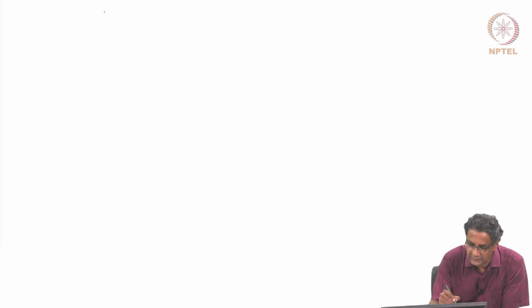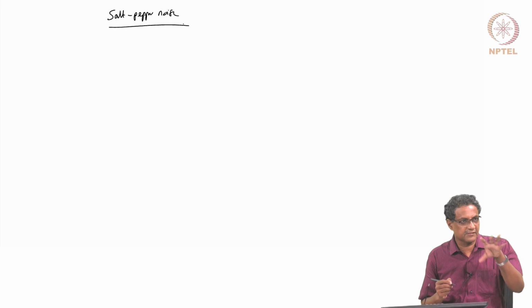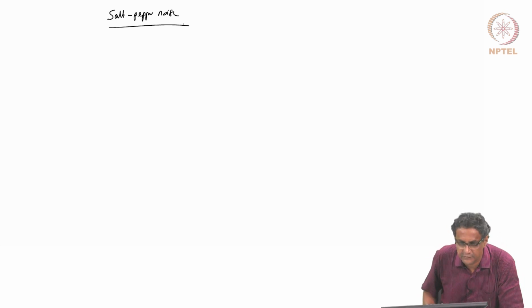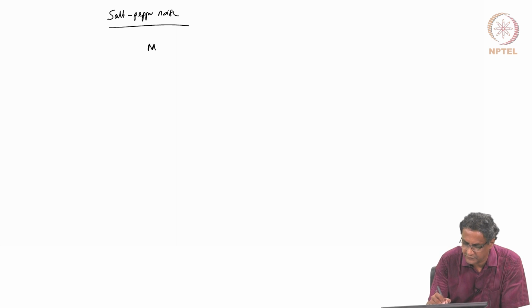The other one that you can do is salt pepper noise. So instead of the AWGN, the other one, like I said, is something that is sprinkled and typically signal independent. And there what you use is actually a median filter.